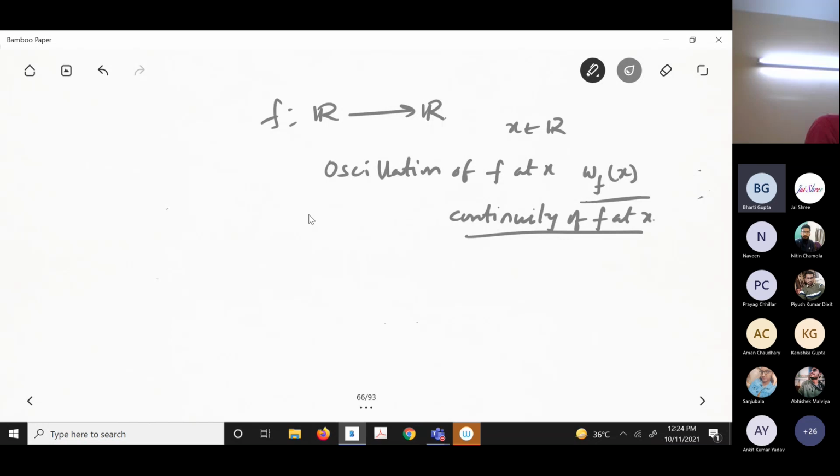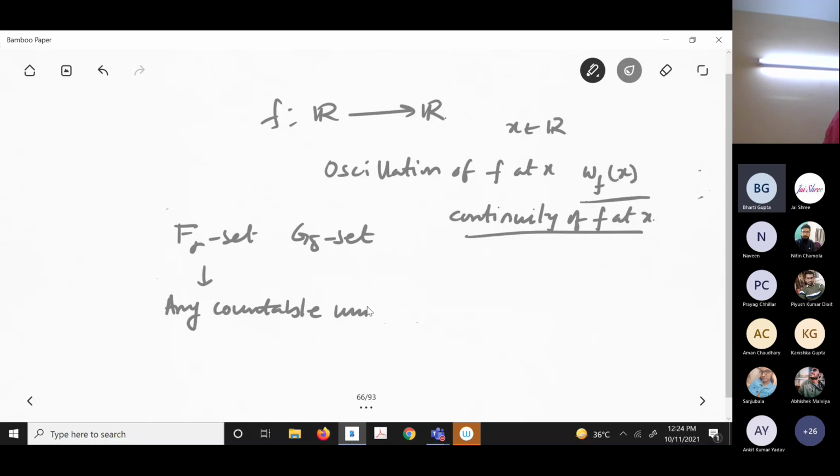So in order to do this, I have defined here F sigma set and G delta set. Look, this is a generalization of closed sets. F sigma set means any countable union, finite or countably infinite, of closed sets. Look, a finite union of closed sets is always closed, so when I give this definition, you are actually taking a countably infinite union.